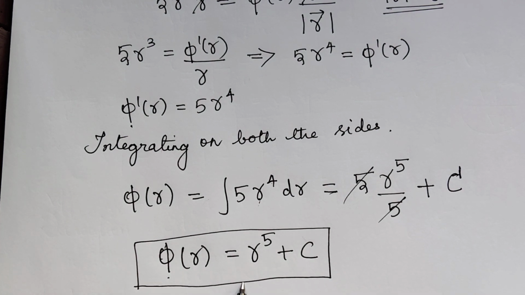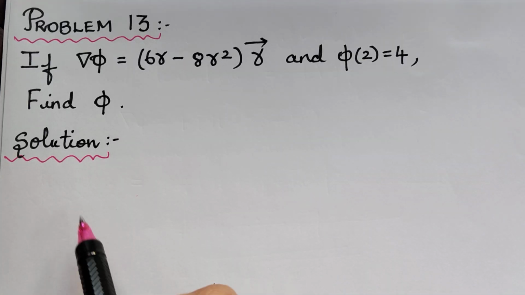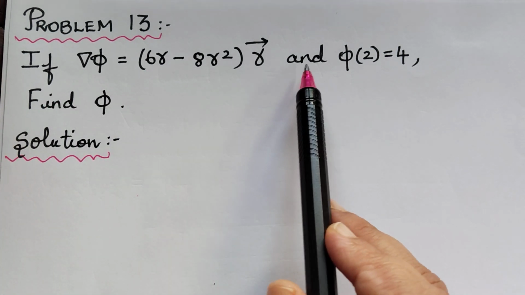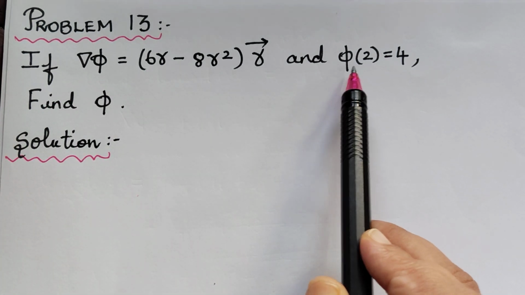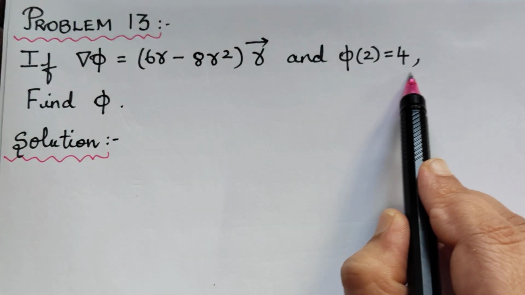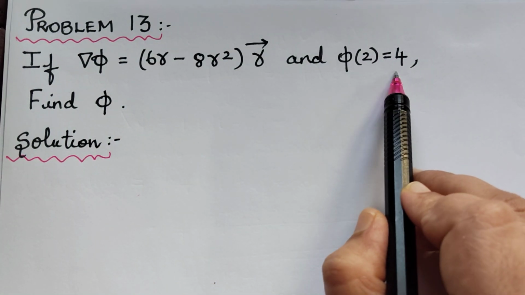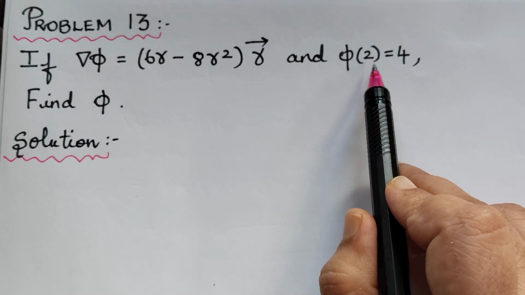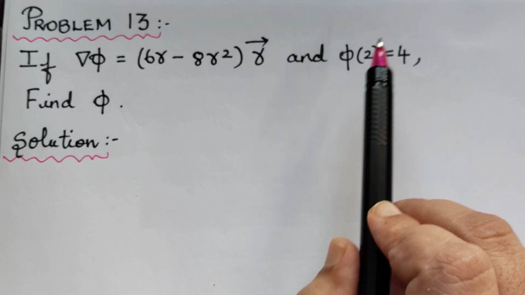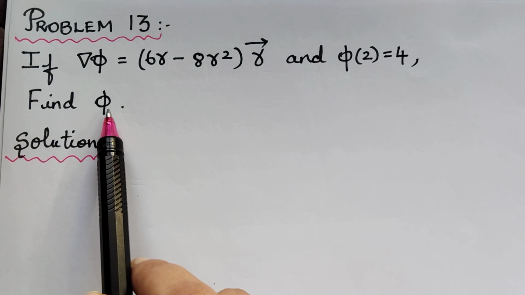We shall see another problem to understand this concept better. Now here the question is problem 13, nabla phi is given and a clue, that is phi of 2 is equal to 4, is also given. This is given because we want to evaluate the constant of integration and then substitute it so that we get the final answer. You will understand it better when we solve it. And the question here is to evaluate phi.